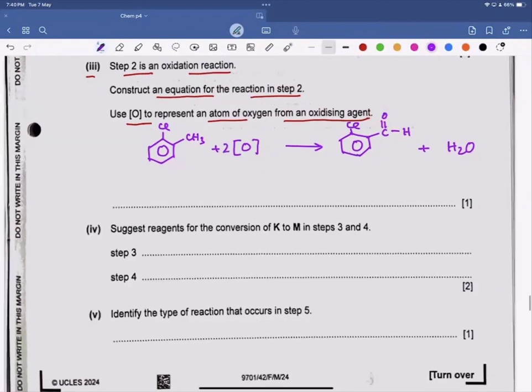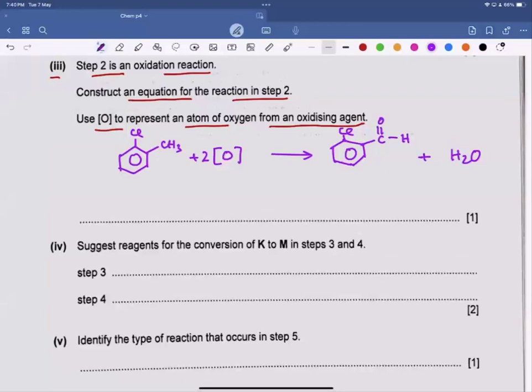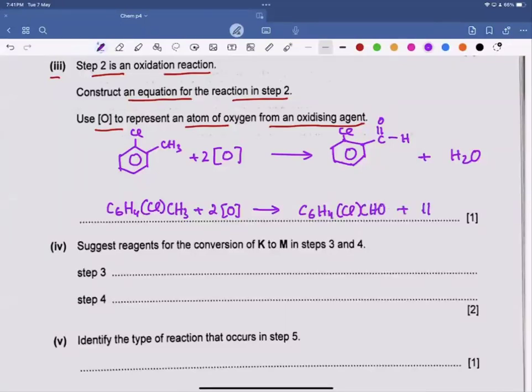Now if I have to write the same equation in the molecular form, it's C6H4 because 2 hydrogens are substituted, C6H4Cl, and then I will write CH3 plus 2 moles of atomic oxygen forming C6H4Cl CHO plus H2O. Is this understandable to all of you? Yes, if any one of you has any confusion, please ask.